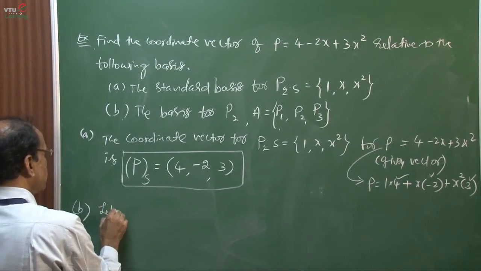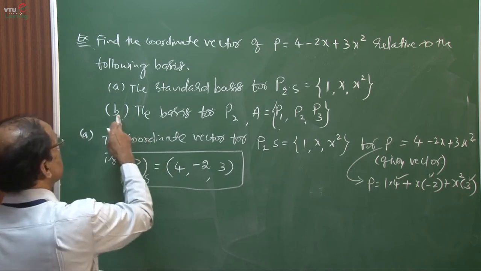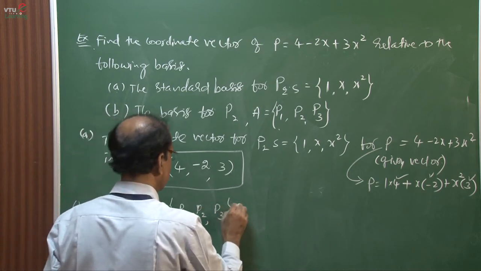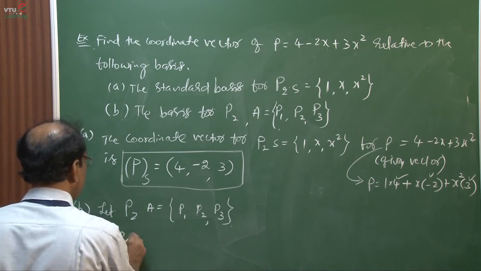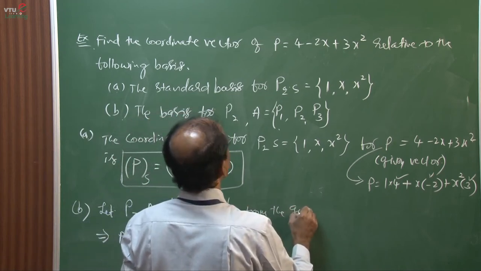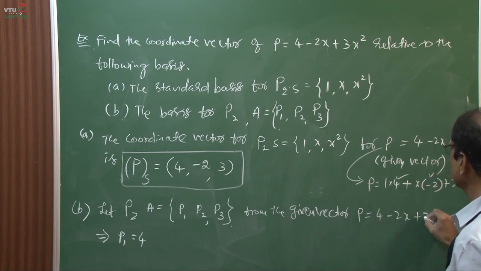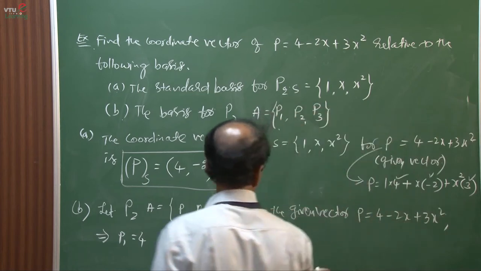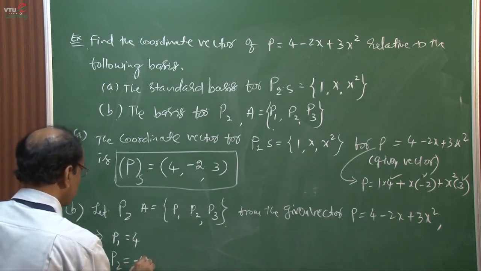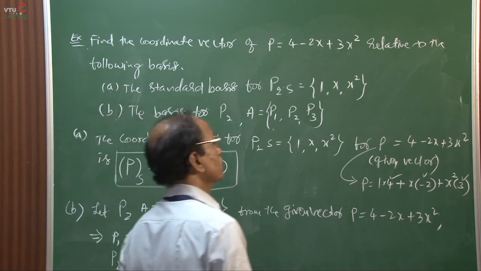Here, let P2 with basis A, where A is equal to {p1, p2, p3}, implies that p1 is equal to 4, p2 is equal to minus 4x and p3 is equal to 5x squared minus 1. From the given vector, p is equal to 4 minus 2x plus 3x squared. We have the first term p.